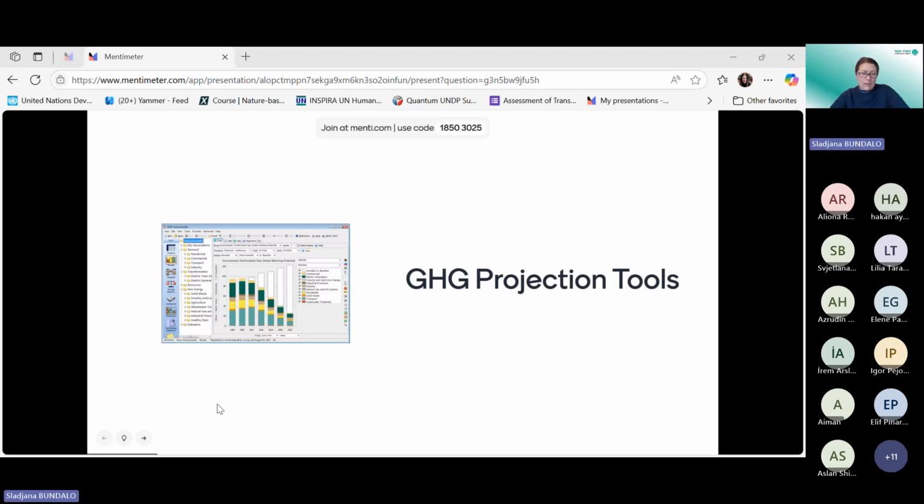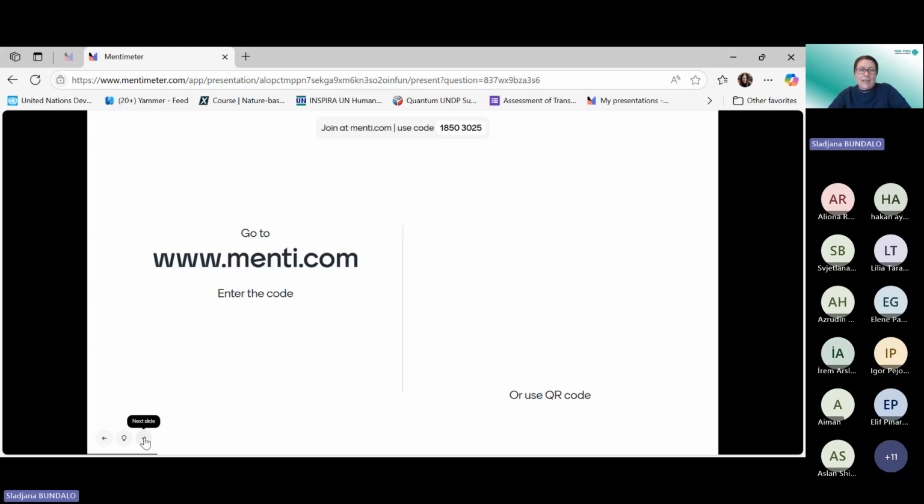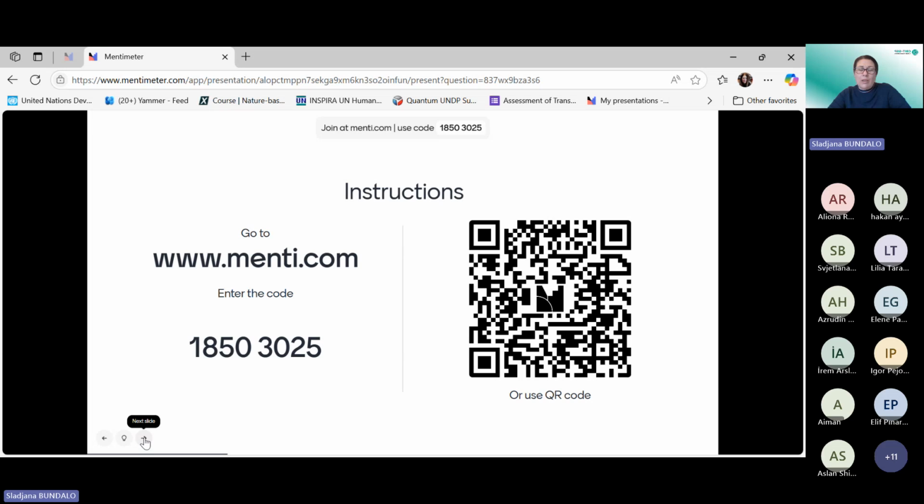So, do you see my slides? Hopefully, yes. This is a few questions for you about the event, about this webinar. Here you can see instructions: go to menti.com using your Google browser and enter the code 18503025, or just use a QR code with your cell phone, and then you will get into the questionnaire.